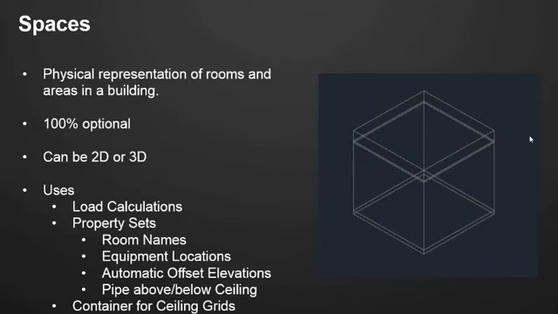And lastly, spaces are a container for ceiling grids. So if you're interested in showing the ceiling grid on your drawing, and for whatever reason you don't want to use the architectural grids, you can certainly create an AutoCAD MEP ceiling grid, and it will follow the elevation of the space up and down. So if the architect or through coordination you need to change the elevation of your ceiling, you can change that in your space, and it will automatically move the physical ceiling up and down according to that elevation.